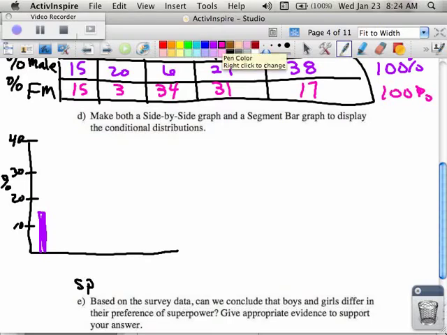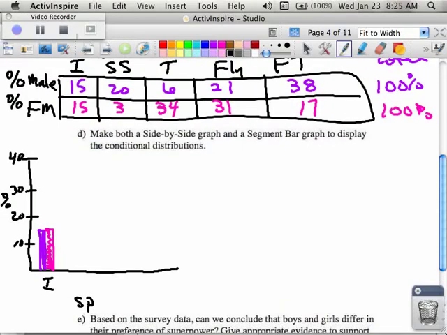And for females, I have 15%. And please forgive my drawing on the board. It might not be exact. And this was invisibility, so I would label it below as invisibility. And then the next set of bars, which was super strength. For the males, that was 20. But for the females, it was only 3. And this was super strength.